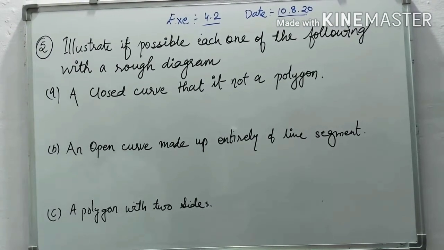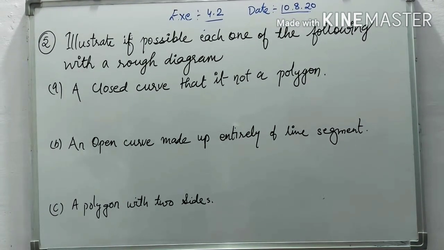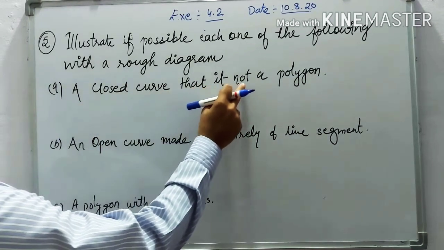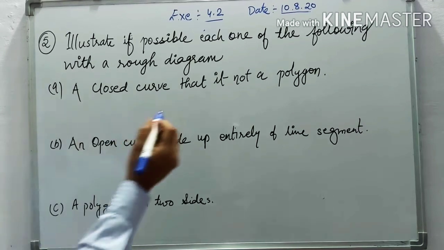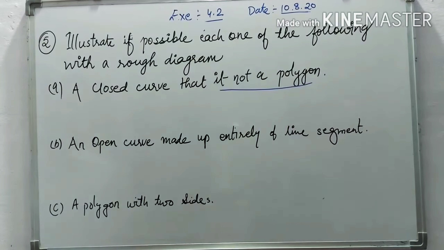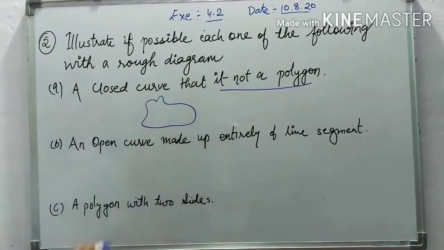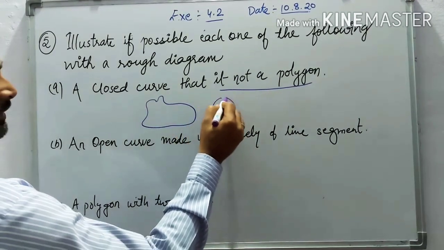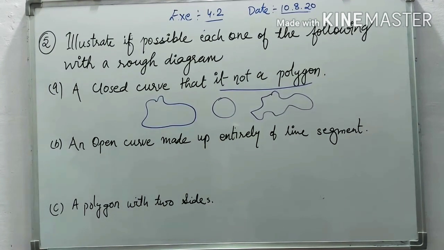Now question number 5. Give an example of each of the following with a rough diagram. The first is a closed curve that is not a polygon. This means you draw any curve without using line segments. It is not a polygon, and you join the starting and ending points to make a closed curve. You can draw any different diagrams, but you must not use line segments. All of them are closed curves.